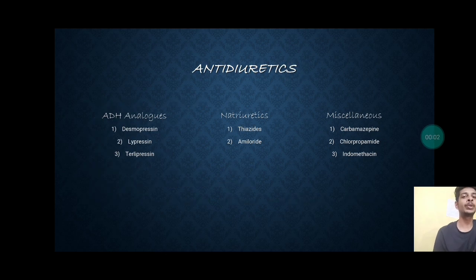Antidiuretics are divided into three classes. First is ADH analogs, second is natriuretics, third is miscellaneous. In ADH analogs, there are three drugs: desmopressin, lypressin, terlipressin. In natriuretics, thiazides and amiloride. In miscellaneous, carbamazepine, chlorpropamide, indomethacin.